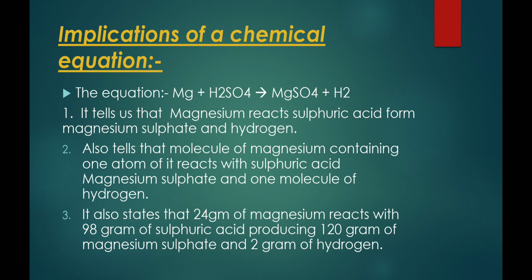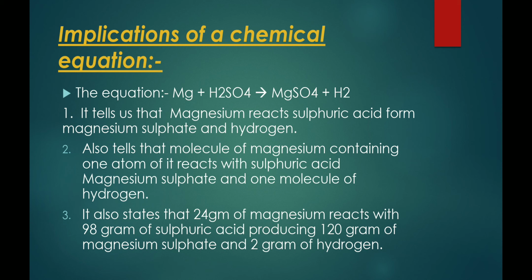The equation also tells us that a molecule of magnesium containing one atom reacts with sulfuric acid and forms magnesium sulfate and one molecule of hydrogen. It also tells us that 24 grams of magnesium reacts with 98 grams of sulfuric acid, hence producing 120 grams of magnesium sulfate and 2 grams of hydrogen.